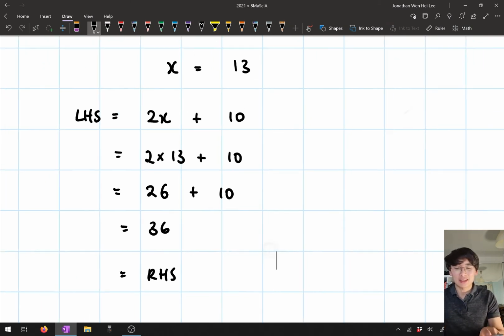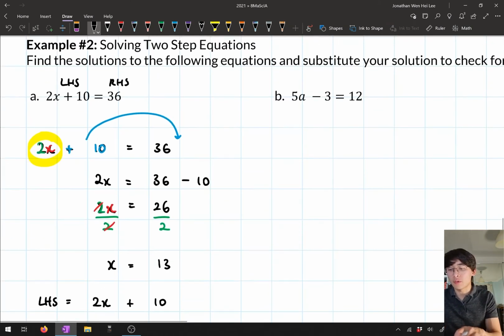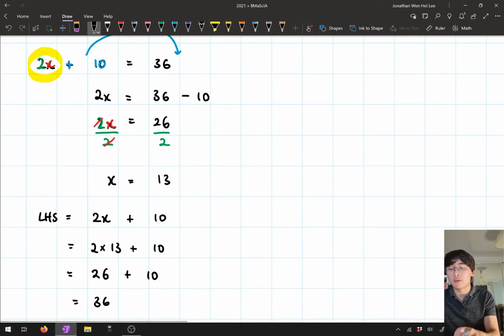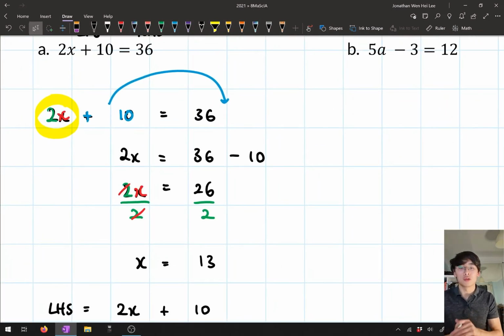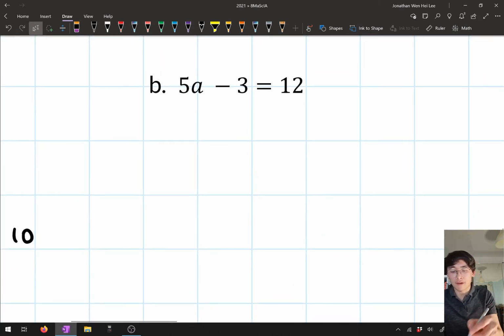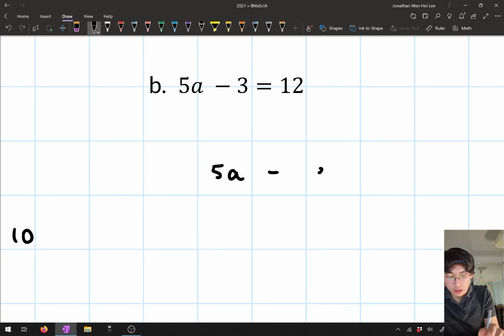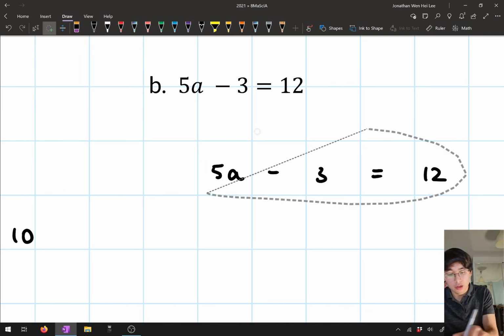Okay, so that's our first example here. What we want to do, when we're solving two-step equations, is deal with the thing which is furthest away from our pronumeral first, and then move towards our pronumeral slowly, and perform those reverse operations, just like we did with our one-step equations. Okay. Let's have a look at this next example. I've got 5a minus 3 is equal to 12.